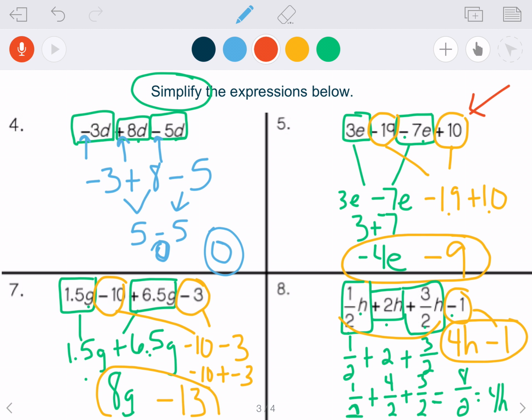And I just want to show you, I have an e term here that has an e as the variable, and then I have a constant. I cannot put these together because they both don't have an e. For number 7, I have a g term, and I have a constant, and I can't put those together. And for number 8, I have an h term and a constant, and I can't put those together. So my answers are going to have two terms in each of them, or possibly more if you have multiple variables.